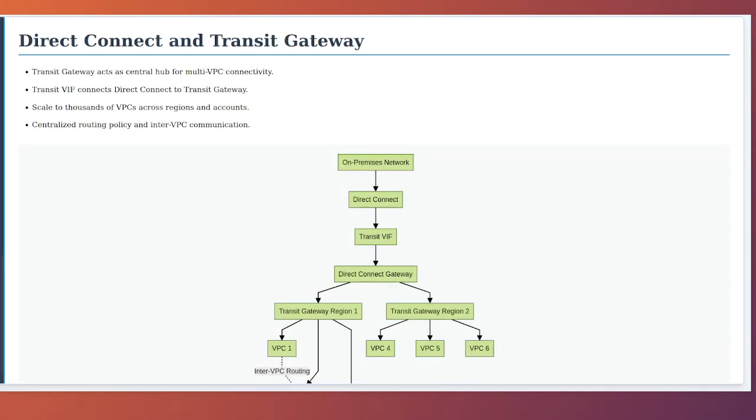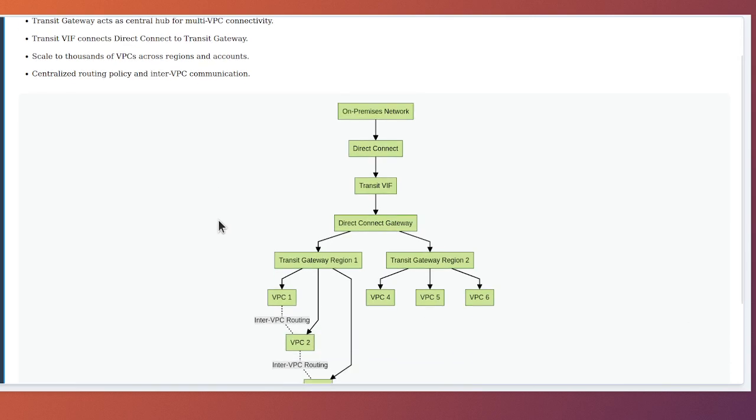Direct Connect and Transit Gateway. AWS Transit Gateway integration with Direct Connect provides a highly scalable solution for connecting your on-premises network to many VPCs and across multiple AWS accounts. This combination is becoming the standard architecture for enterprise AWS deployments.